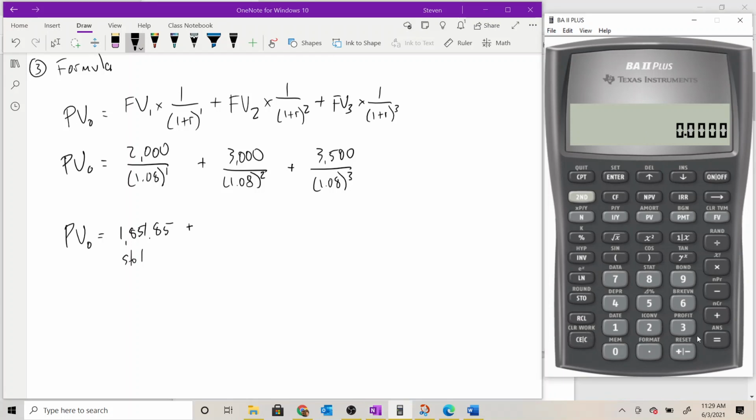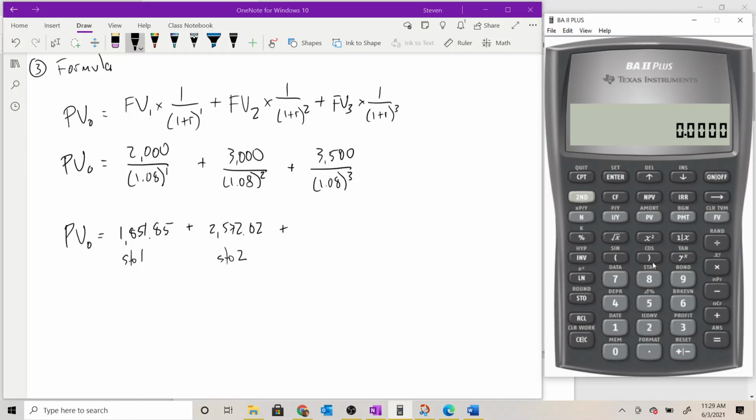All right, the next one is 3,000 divided by 1.08 raised to the 2. So I'm going to press the x squared key and equals, 2,572.02 rounded to the nearest penny. And I'm going to store that on the 2 key. So STO2 to store it on the 2 key.